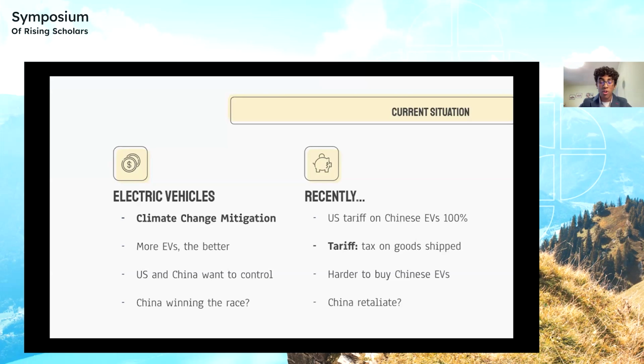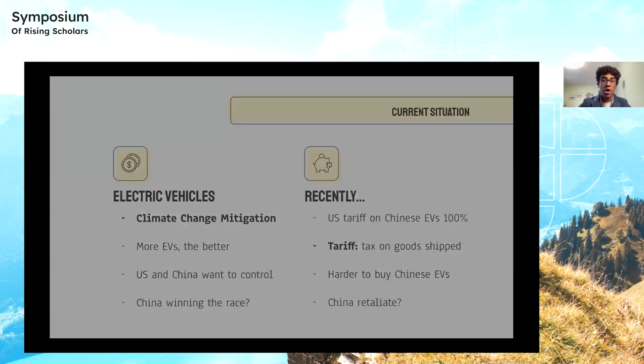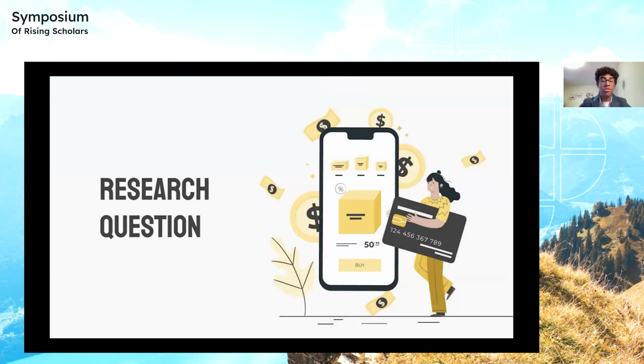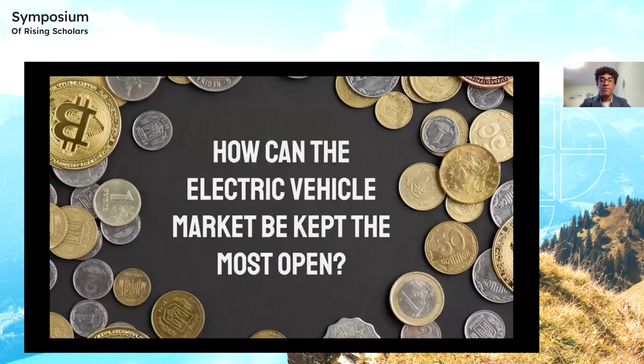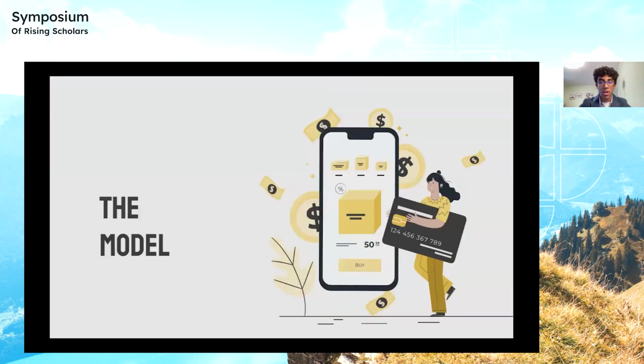And even more so, China could retaliate with their own tariffs and their own sanctions against US products. So as a result, my research question was, how do we best keep the electric vehicle market open? How do we spread electric vehicles to the most amount of people? So I really tried to go about solving that through my game theory model and by finding Nash equilibrium.